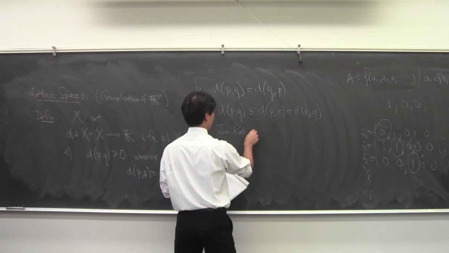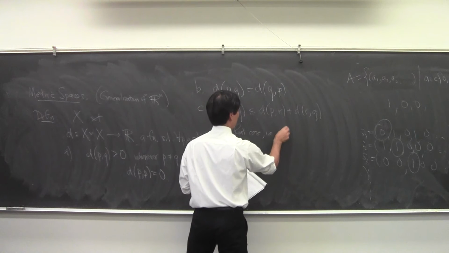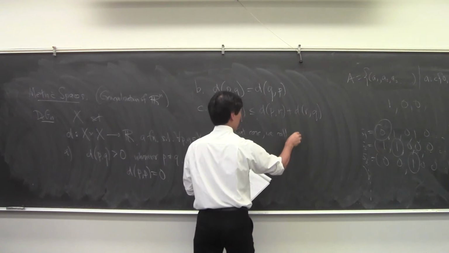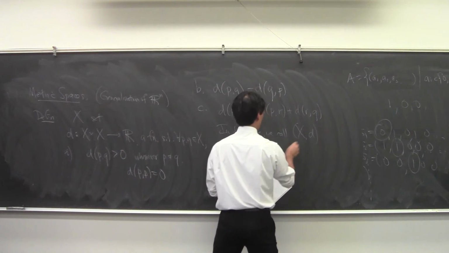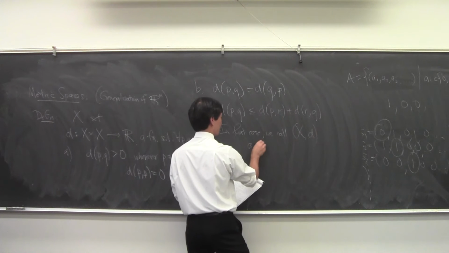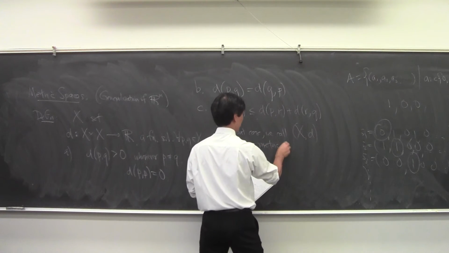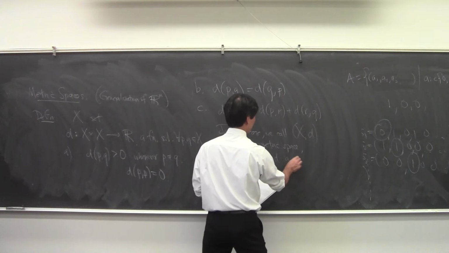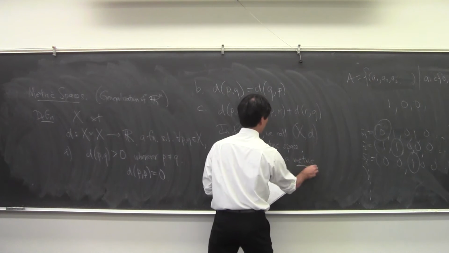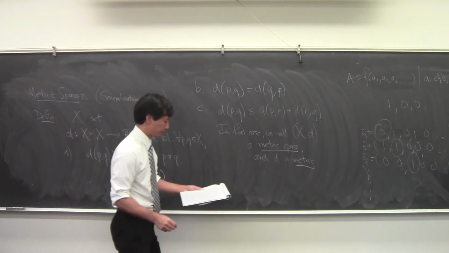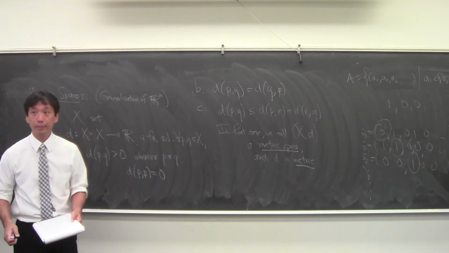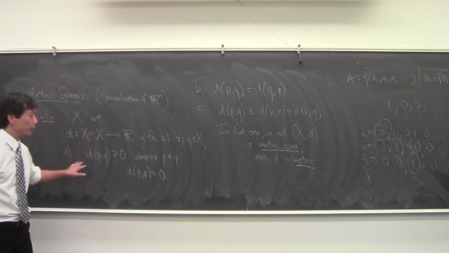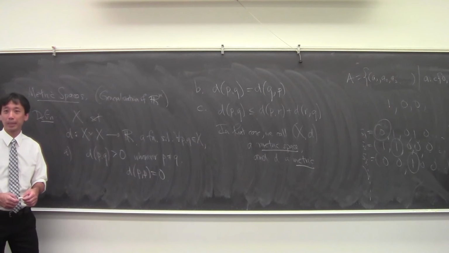In that case, we call the set X a metric space, and D a metric.